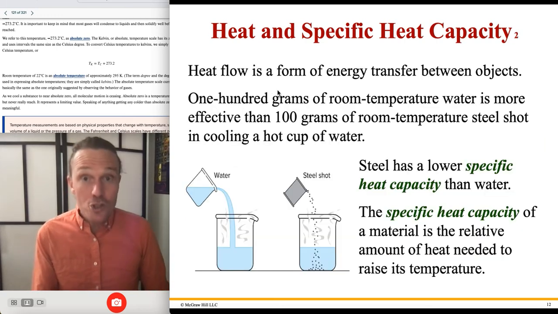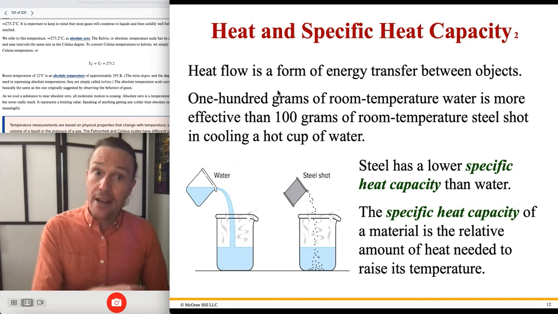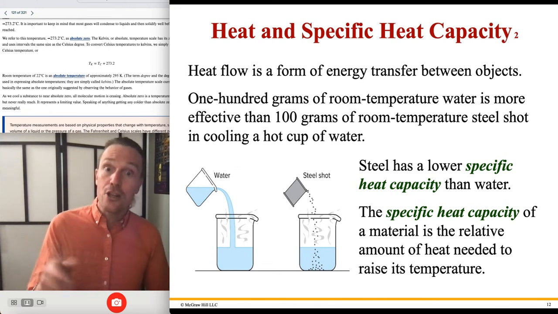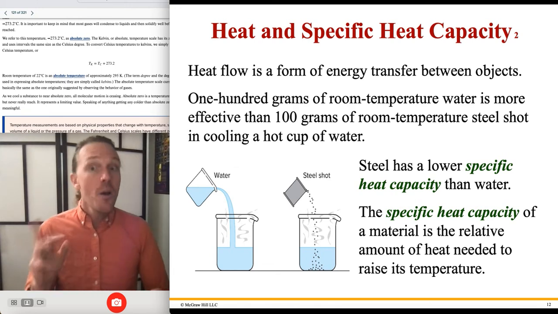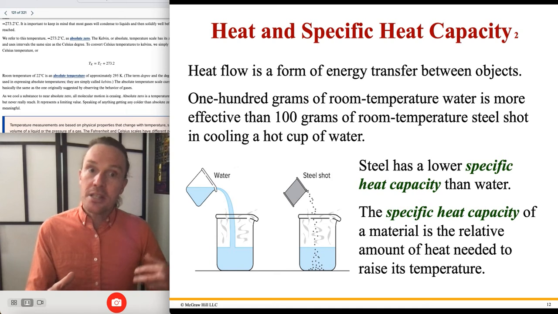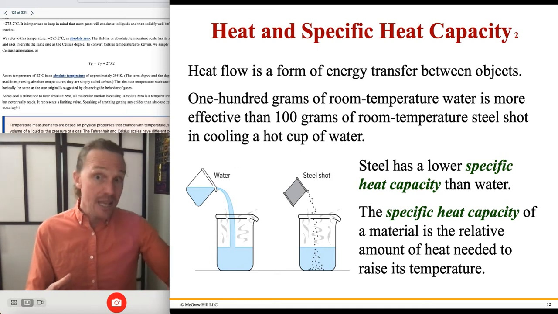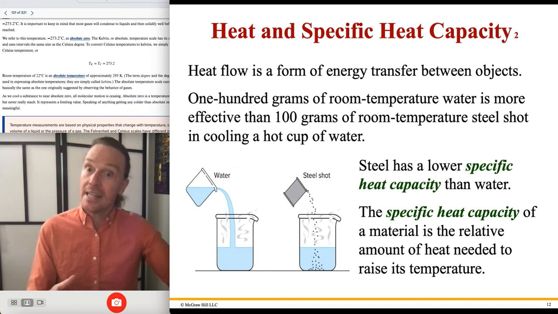Okay? So heat flow is a form of energy transfer between objects. 100 grams of room temperature water is more effective than 100 grams of room temperature steel shot in cooling a hot cup of water. The reason is that the steel, to reach room temperature, didn't take as much energy to get there. It was easier to heat it up.